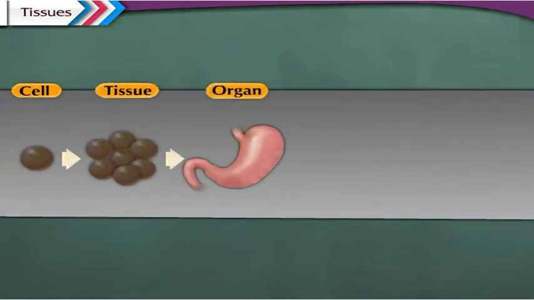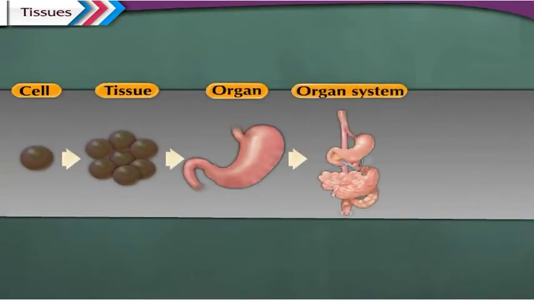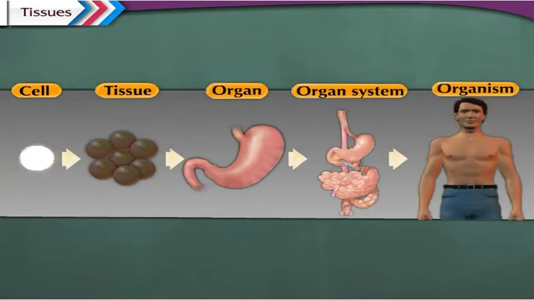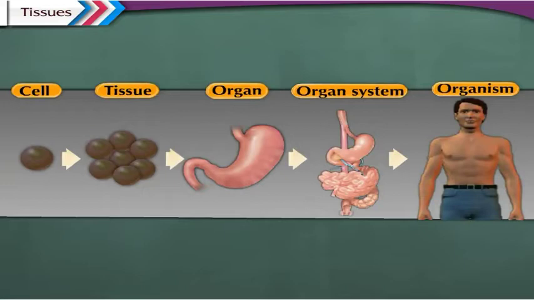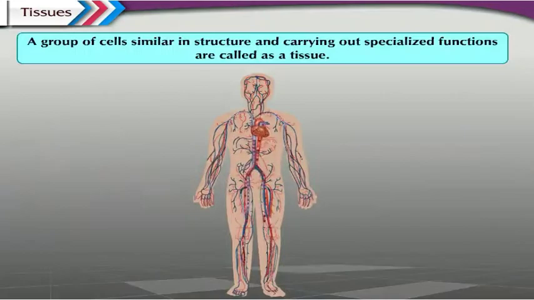Similarly, the body structure also follows a particular order. We know about cells, which are the smallest unit of living organisms, and also about organs. A group of cells similar in structure and carrying out specialized functions is called a tissue.